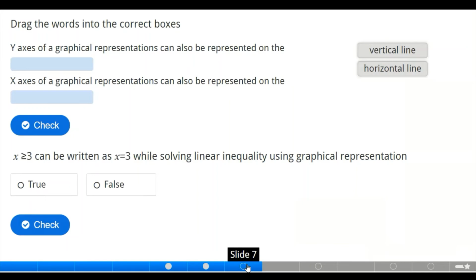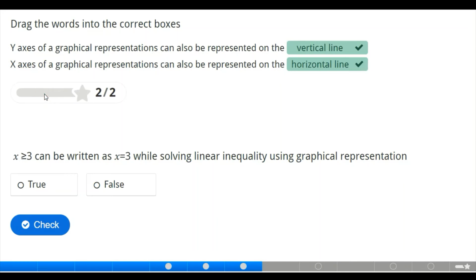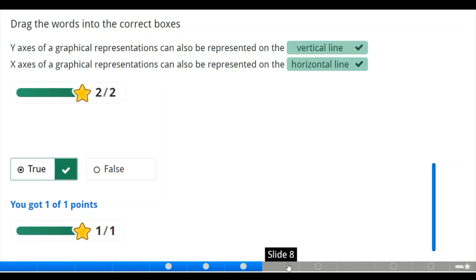Y-axis of a graphical representation can be represented on what? We can represent our y-axis on what? On vertical line. So we can represent our y-axis on the vertical line, and our x-axis can be represented on the what? Horizontal line. So let's check. Now x greater than or equals to 3 can be written as x equals to 3 while solving linear inequality using graphical representation. Yes, that is true, because we've solved something like that in our earlier discussion.